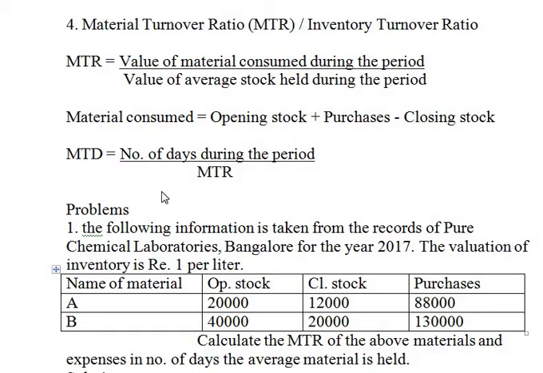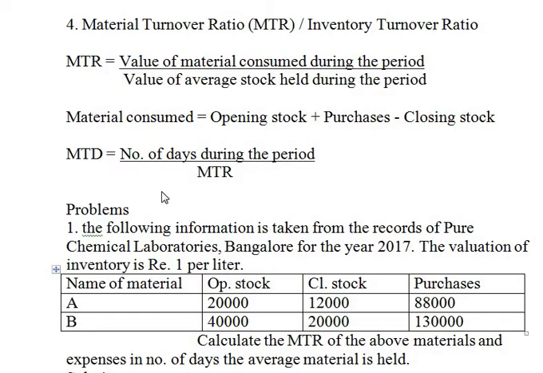Now a high ratio indicates the material is fast moving, that is, it is regularly used. A low ratio indicates that the material is slow moving, that is, it is not used regularly, it is going out of demand, and its stock has to be disposed of as early as possible.